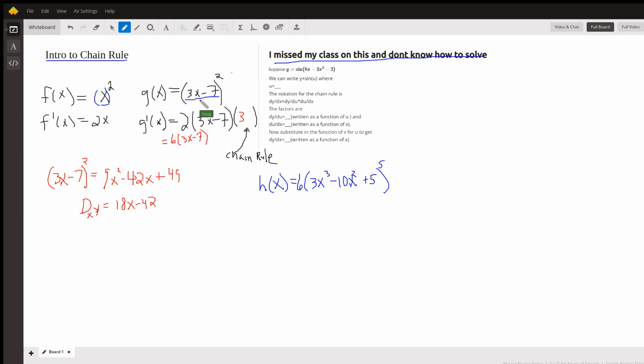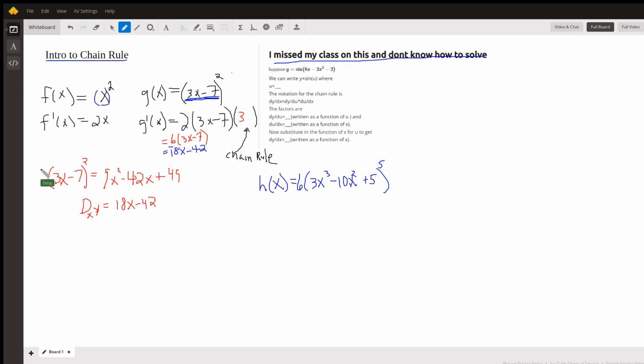But when u is a function of x, you have to multiply by the derivative of the inside, is what we call it. So 3x minus 7 is the inside of this function. And the derivative of the inside is this 3. And then we can take 3 times the 2 and get 6 times the quantity 3x minus 7. And if you wanted to, you could distribute that 6 and get 18x minus 42.